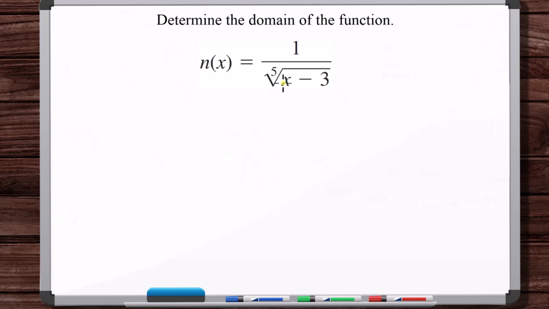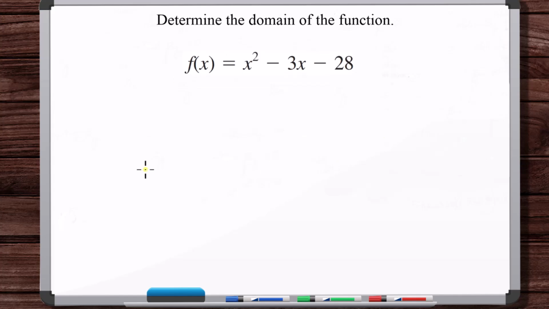Well, there's only going to be one case where the fifth principal root of x minus 3 is equal to 0. That's when x minus 3 equals 0. So this just can't be equal to 0. X can't be equal to 3. That's the domain. Any x you want, any real number you want, except for 3.